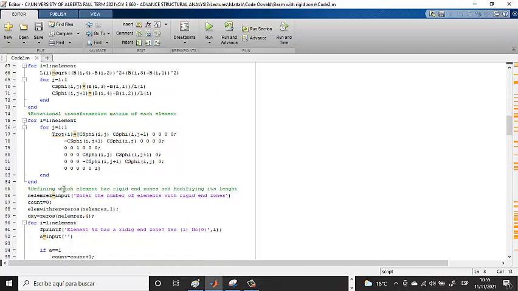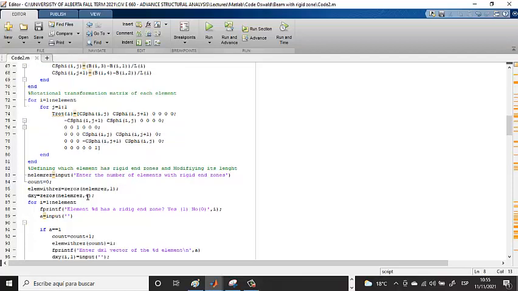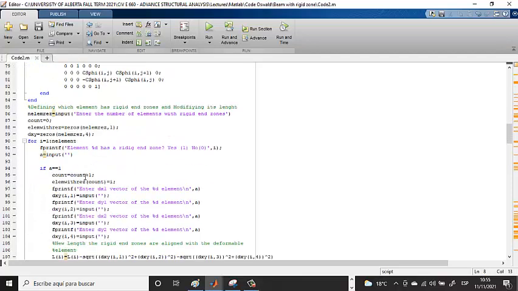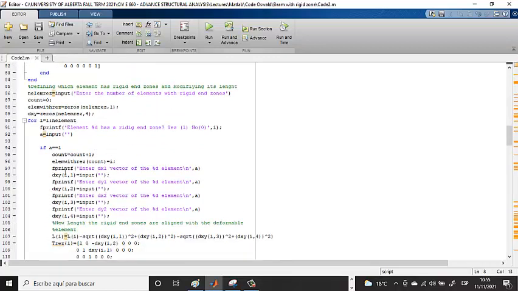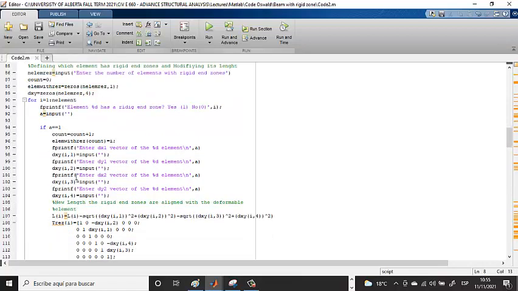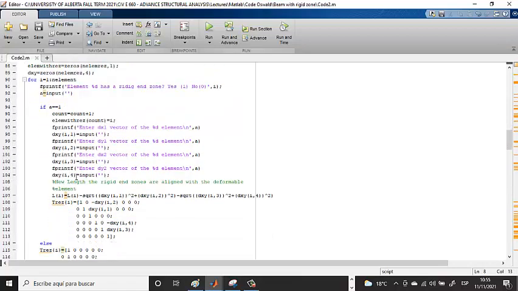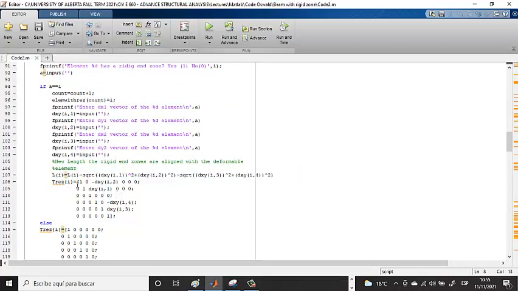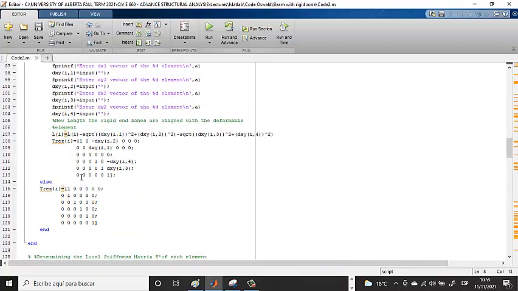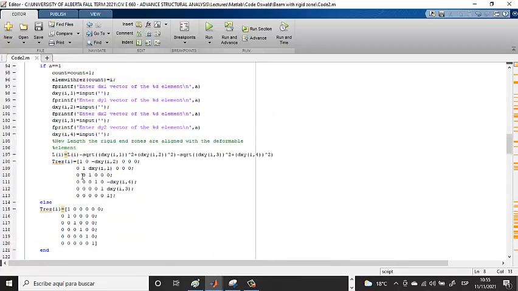And after that, we need to input how many elements have rigid end zones. In this case, we have only one element, the beam, and we need to input the length of the rigid end zones. For the element that has rigid end zones, the code will calculate the rigid end zone transformation matrix. For those that don't have rigid end zones, the rigid end zone transformation matrix will take the value of the identity matrix.